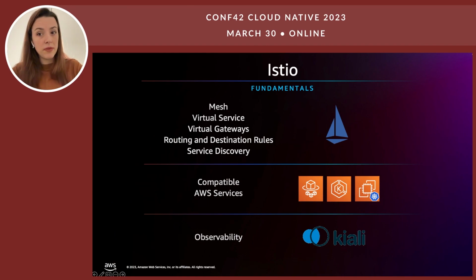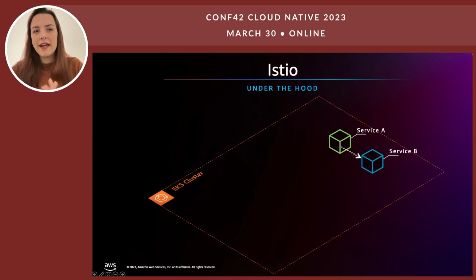There are different supported platforms on Amazon Web Services. You can configure and run your mesh in Amazon EKS, Amazon EKS Fargate, or self-hosted Kubernetes on Amazon EC2. And also it integrates with Kiali. Kiali is a console for Istio service mesh, and you can use it to configure, visualize, validate, and troubleshoot your mesh.